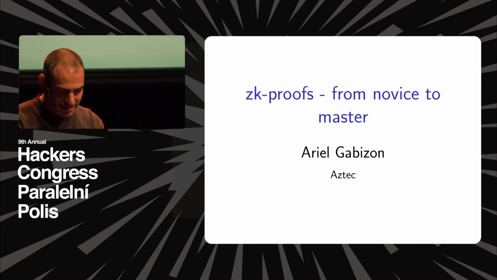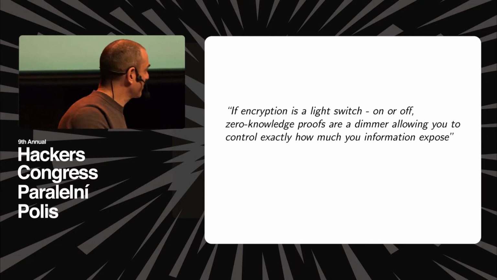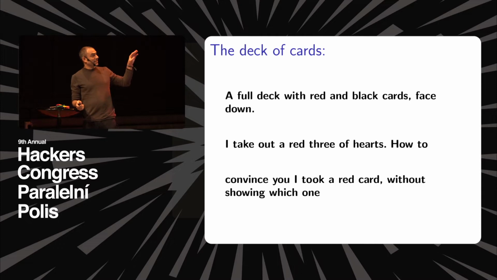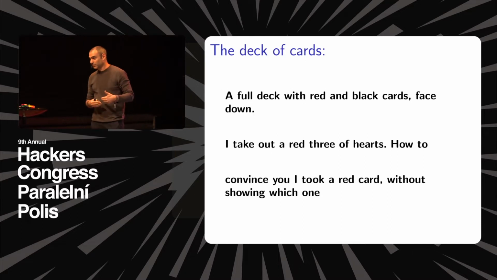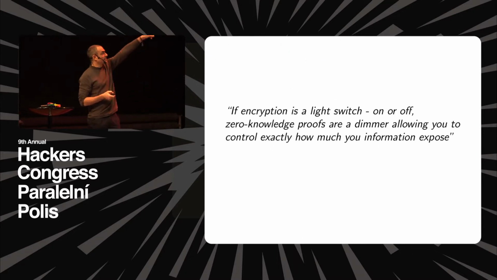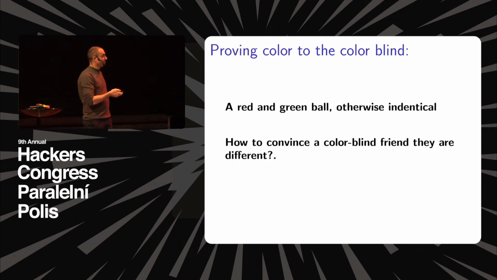Right. So that's exactly an example of how we exposed exactly the amount of data we wanted, not which black card it was, but just the fact that it was a black card. We exactly exposed that amount of information, right? So that's exactly an example of this thing. Now let's see another example.